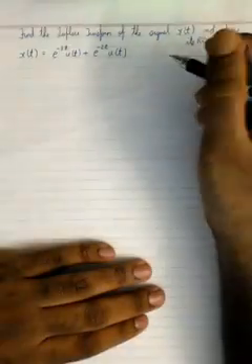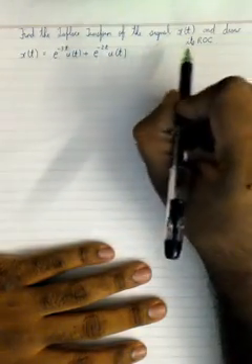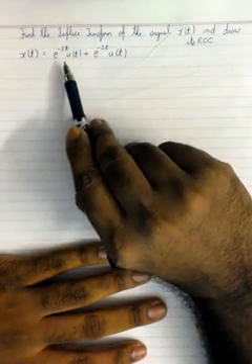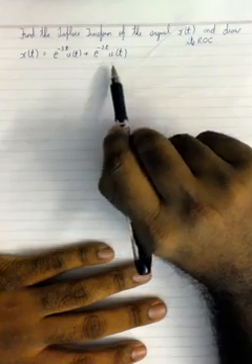So now let us do the next problem. Okay, here the question is: find the Laplace transform and the ROC of this given signal, x of t is equal to e raised to minus 3t u of t plus e raised to minus 2t u of t.